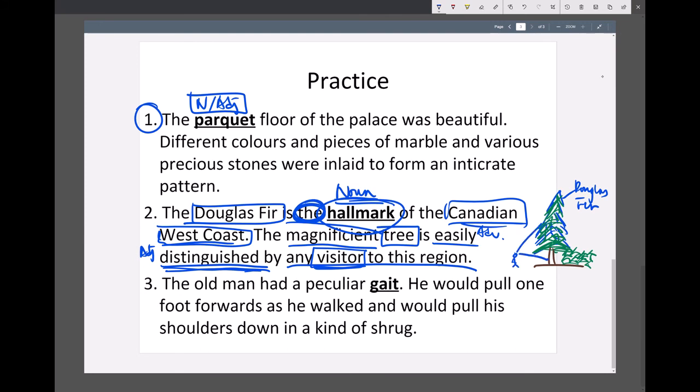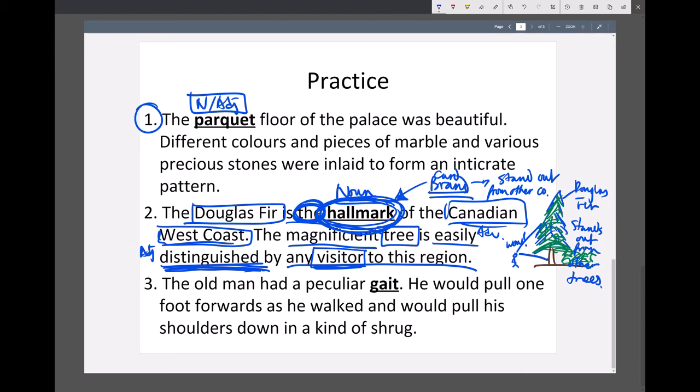I see that. Wow. So hallmark would be something that people would easily recognize, that stands out from other things like it, in this case, other trees in Canada. Oh, and you may see Hallmark is a card brand too. Now you know why they chose that name. Maybe they want to stand out from other companies, other card companies.